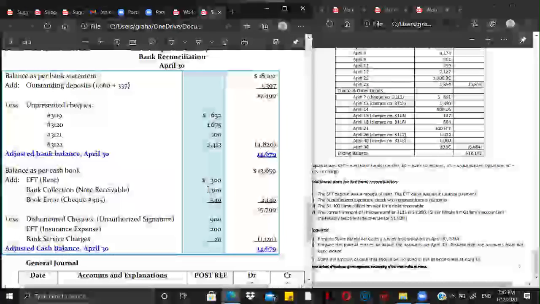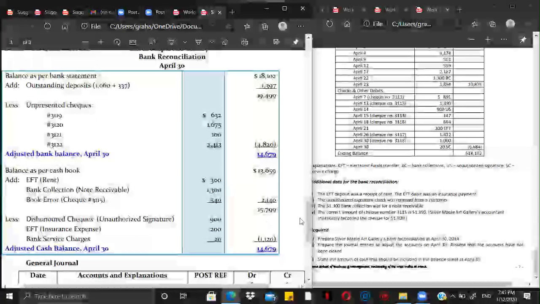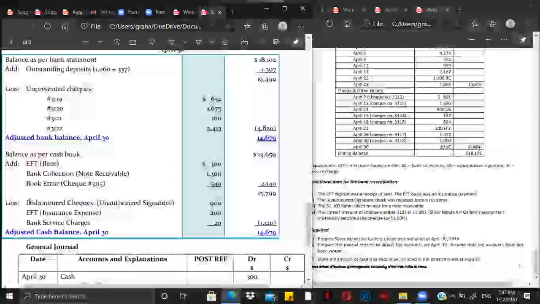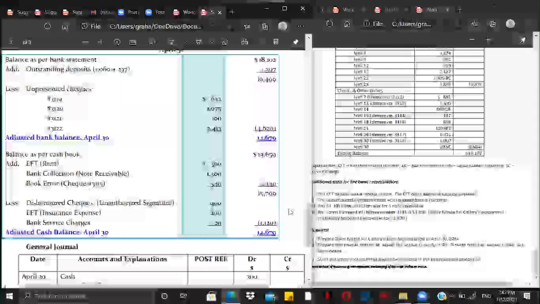So we add these two amounts, the 1,060 and the 337, and we get 1,397 for our outstanding deposit figure. We add that to the balance as per bank statement, and we get 19,499. Next thing we go on with is less unpresented check.